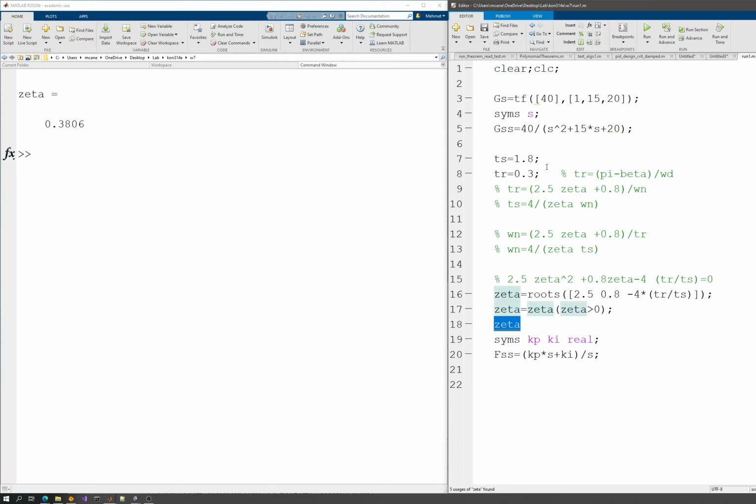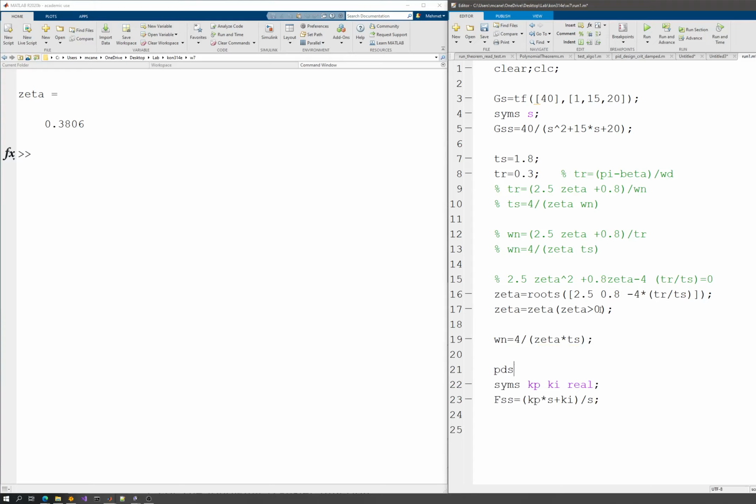I can use both formulas again, but I would say that the settling time formula is a little bit more handy than the other one. At this point, it doesn't matter if I had the overshoot, or the rise time and settling time together. I know zeta, so everything will be pretty much the same. 4 divided by zeta times Ts will give me omega n.